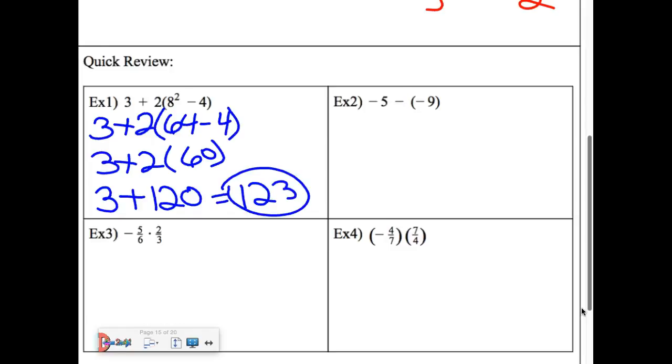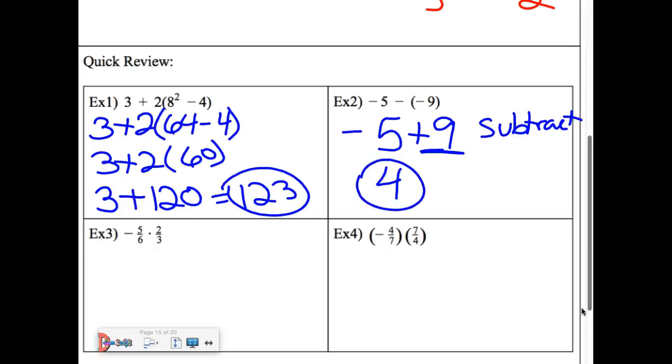All right. Number 2, this is what we also worked on last week. Reminder, when we have a minus negative, that is just going to turn into a plus. So what I really have is -5 plus 9. Because I have a negative and a positive, I am going to subtract these. Because 9 is larger and positive, I am going to have a positive. So when I really take 9 minus 5, I'm going to get +4.